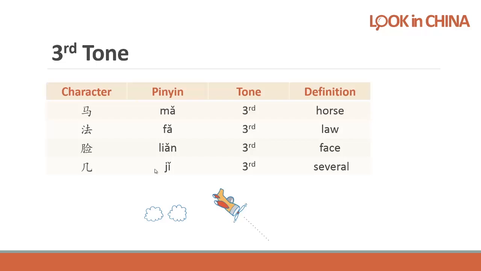Ma. So let's read these third tone syllables together, starting with the first one. Ma, fa, lian, ji.